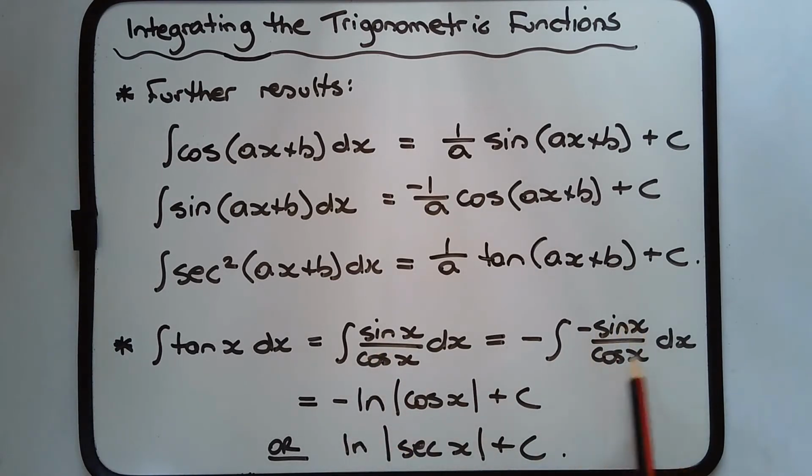So by changing the numerator to negative sine x, and then compensating for this by putting a negative in front of the integral, we now have the integral of tan x dx is equal to negative integral of negative sine x over cos x dx. This is now in the form of the integral f dash of x over f of x, which equals negative ln of the absolute value of cos x plus c, or it can be written as ln of absolute value of sec x plus c.